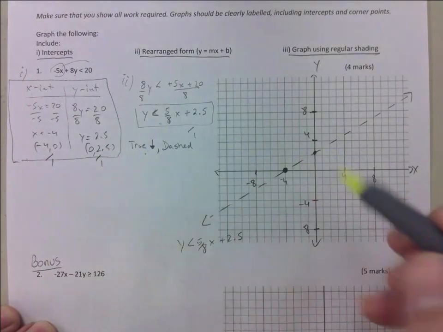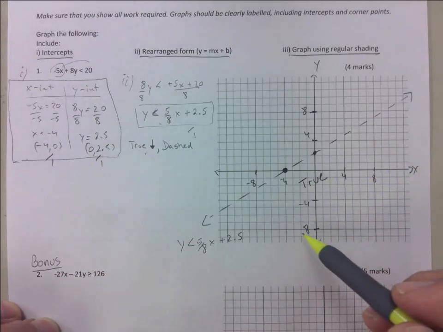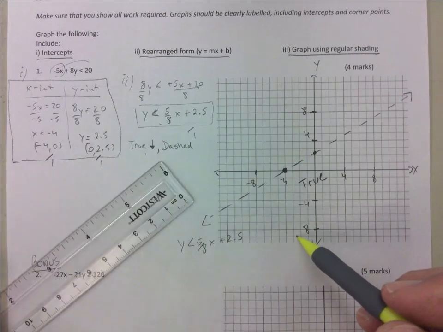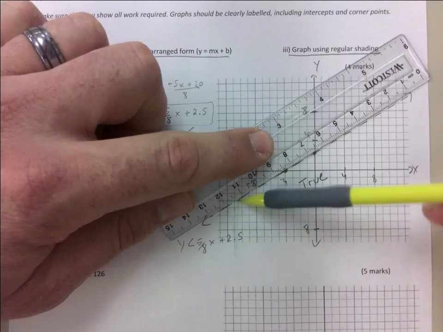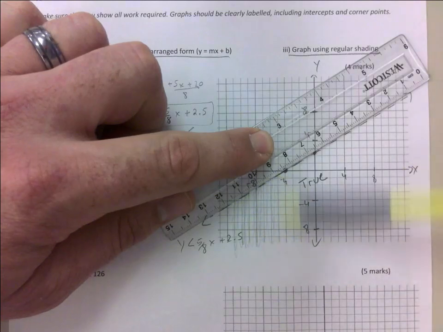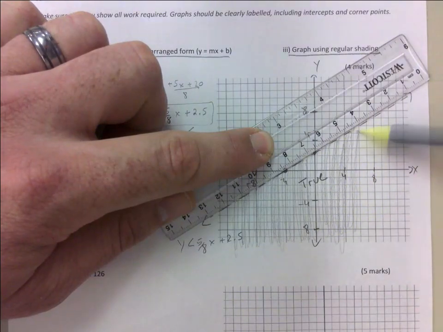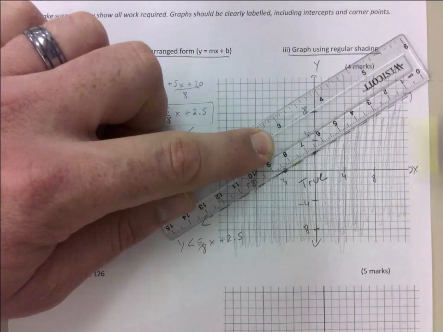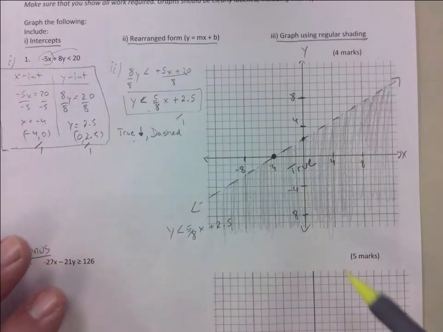And the true region is here, so I'm going to just label this true. And then shade that area. Don't go too heavy on it, just a light coat will do. Okay. So that is a full graph.